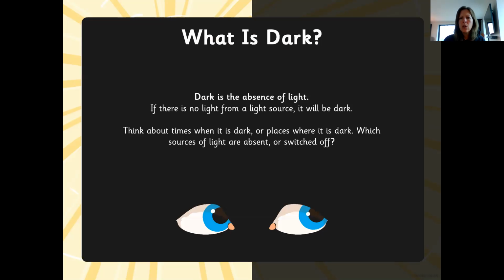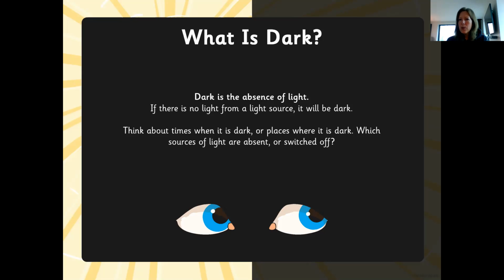Okay, so one of the questions we said we were going to be talking about: what is dark? Dark is the absence of light. If there is no light from a light source, so there's no light coming from anywhere, it will be dark. So think about times when it is dark or places where it is dark. Which sources of light are absent or switched off? I wonder if you can think of any examples where it might be dark.